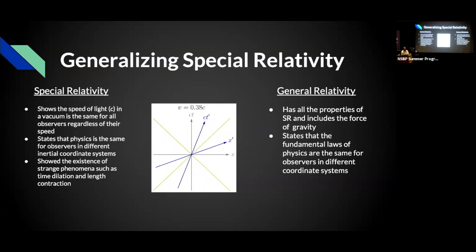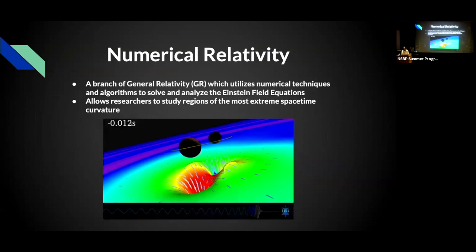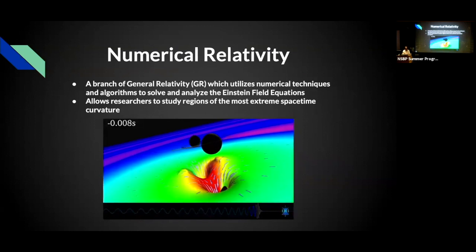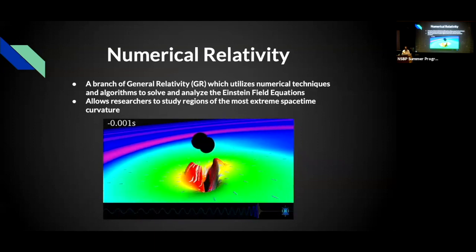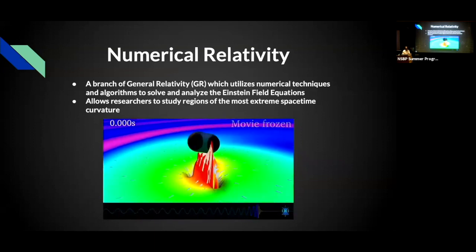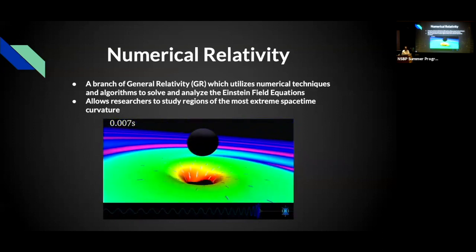So let's talk a little bit more about how we can plug this into a computer now. Like I said, one of the main purposes of this project was to use the SpEC Numerical Relativity Code to study regions of space that we cannot solve analytically. One such example would be binary black holes running into each other.